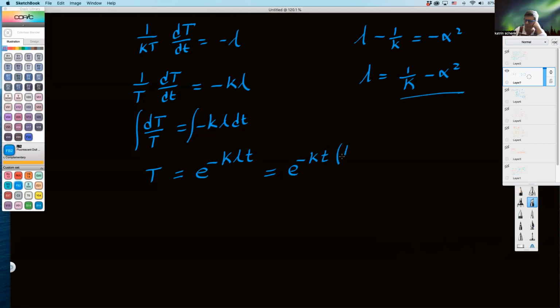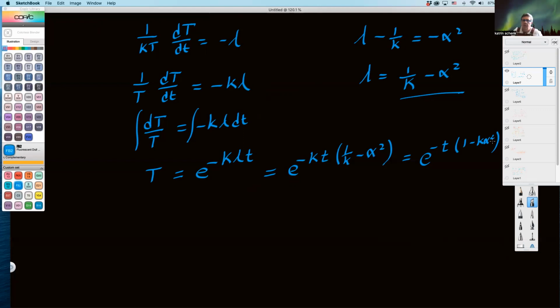So we have 1 over k minus alpha squared, and just doing a little algebra, the k's cancel, and we get e to the minus t times (1 minus k alpha squared). So there you go, that's T. You can put those two together, the X and the T.